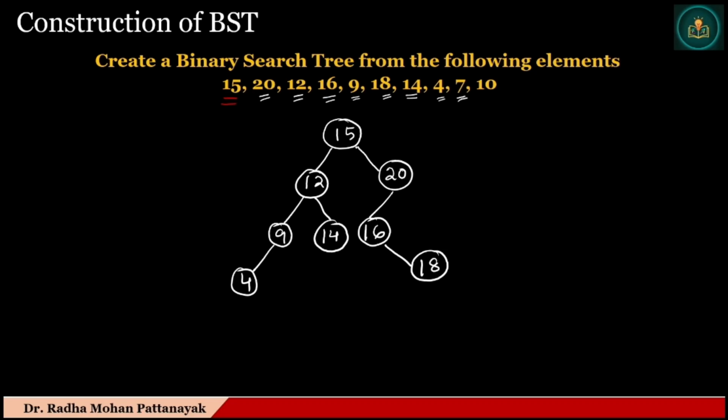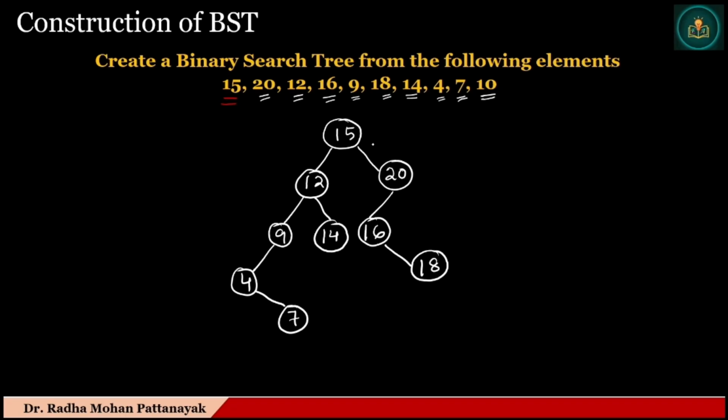Then 7. Compare 7 with 15. It is less. Compare 7 with 12. It is less. Compare 7 with 9. It is less. Compare 7 with 4. 7 is more than 4. So that's why you should place 7 on the right side of 4.